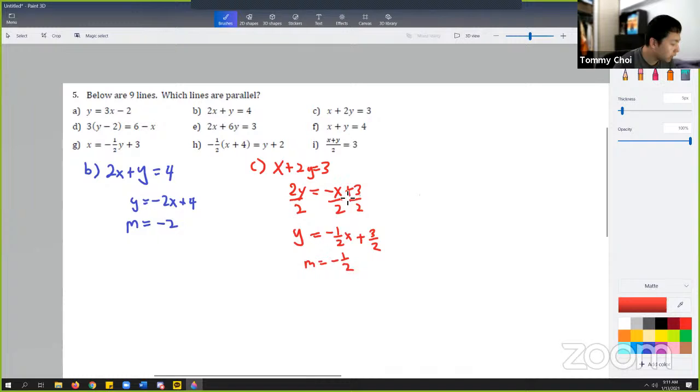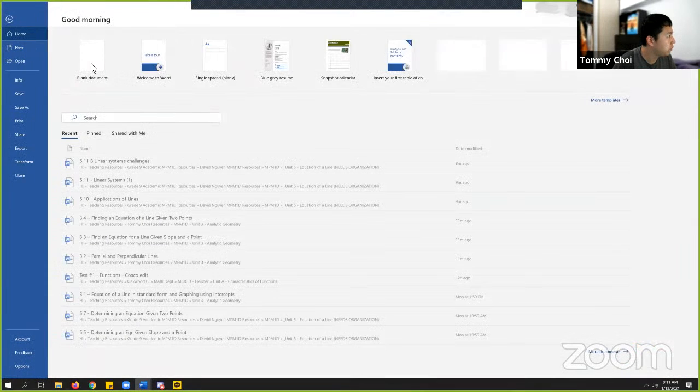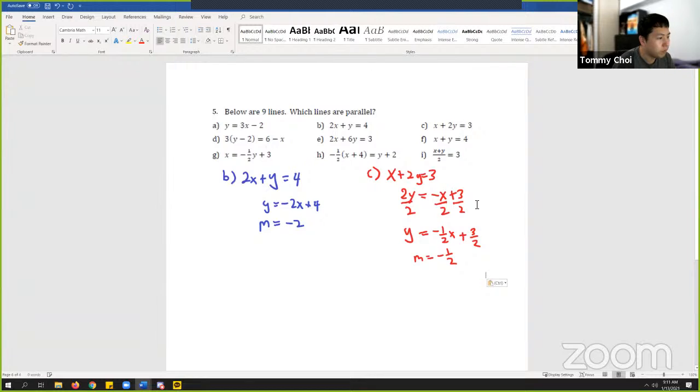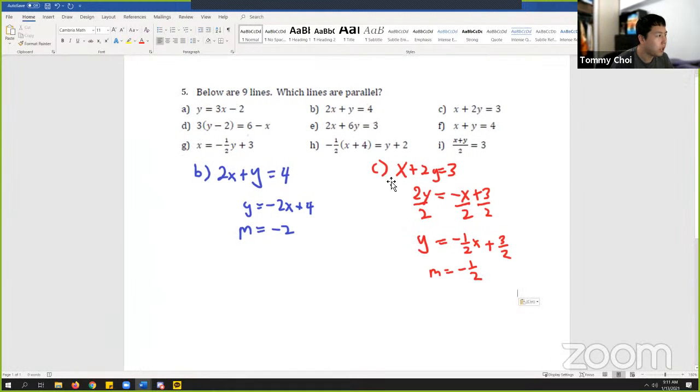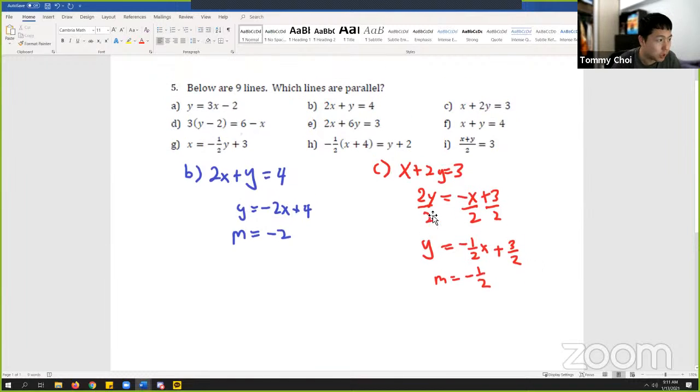Okay, this is lagging again, so I'm going to snip this, and I'm going to put this on a Google document. Sorry, give me 1 second. Okay, so this is question 5 from 3.2. So far, we've rearranged part B and part C. So let's keep going.